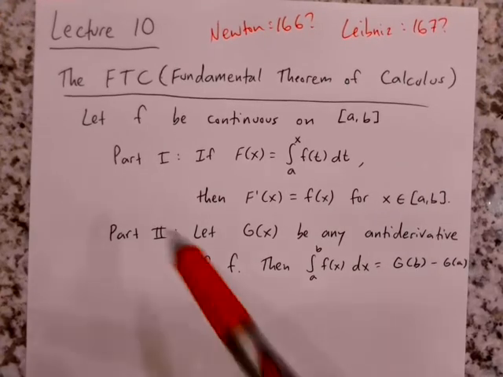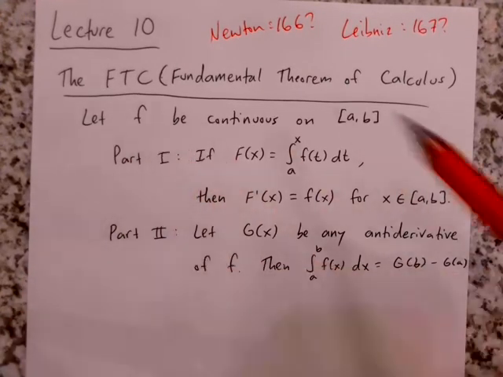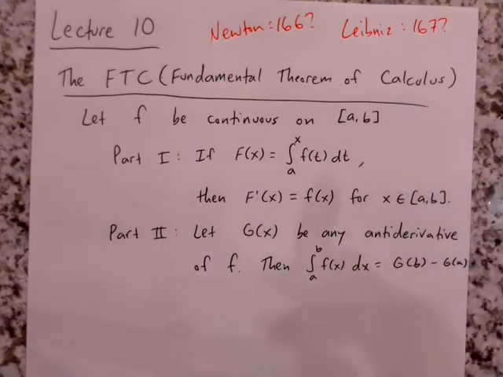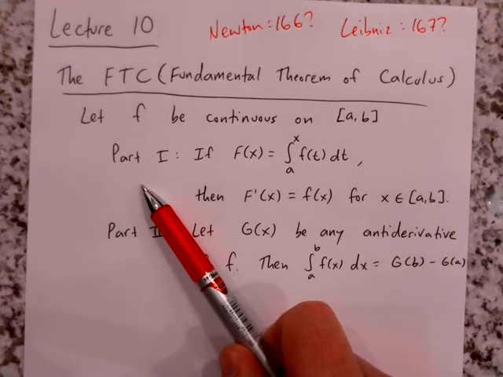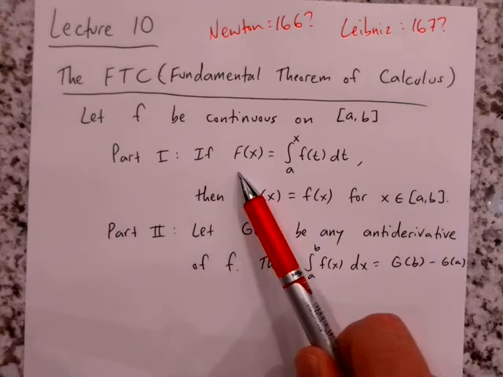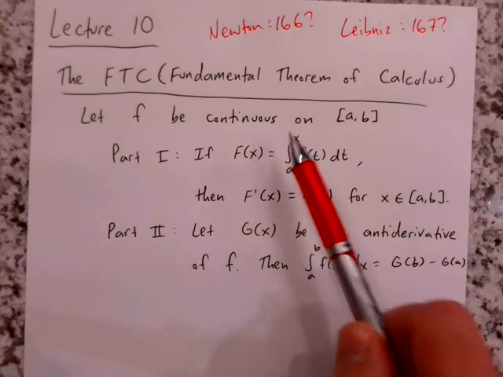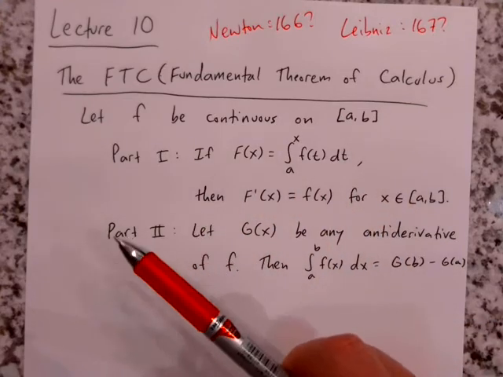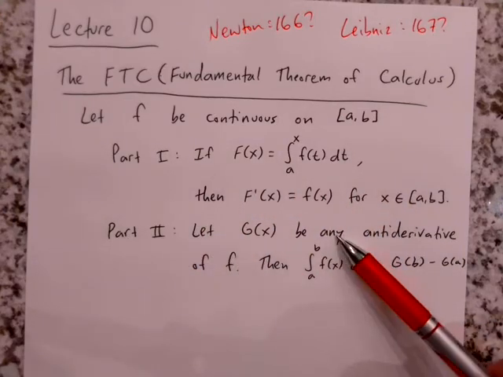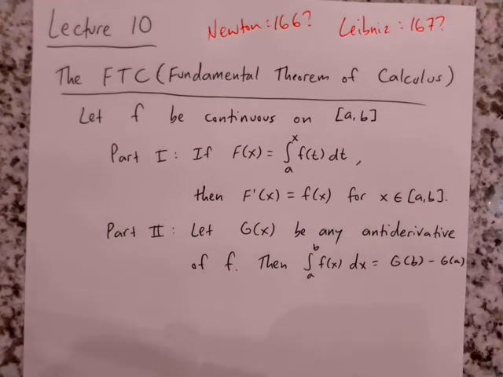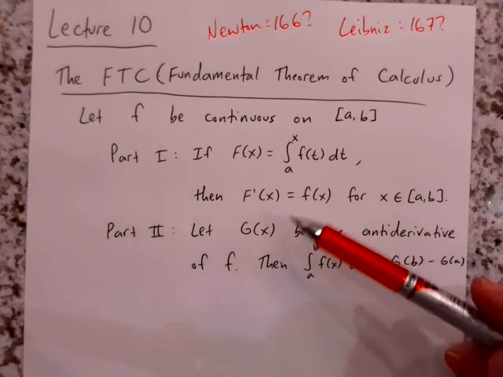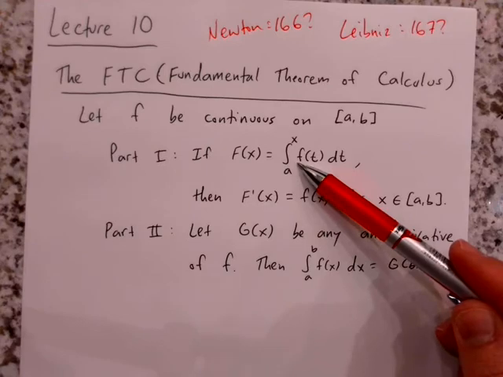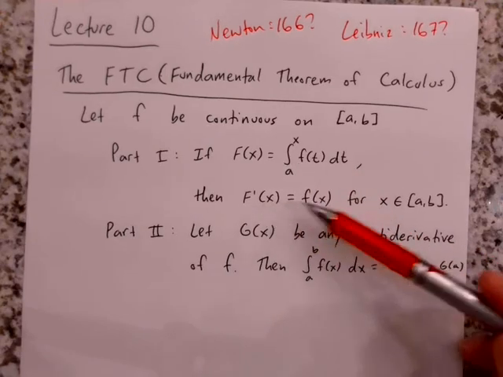Okay, so what the theorem says. First off, let your function f be continuous in the closed interval [a, b]. Part 1 of this theorem says if you define the function big F of x as the integral from a to x of f dt, then big F prime is small f for all x in the interval a to b. What this says is that if your function is an integral, the derivative will undo the integral.